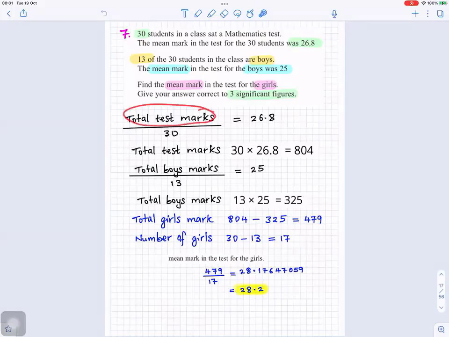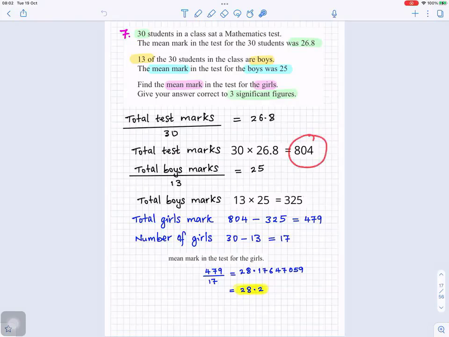So the total test marks divided by 30 is 26.8. Divide by 30, you take it to the right, it becomes times 30. So the total test marks is 30 times 26.8, which gives you 804. Total boys marks divided by 13 is equal to 25. So the total boys marks is 13 times 25, which is 325.